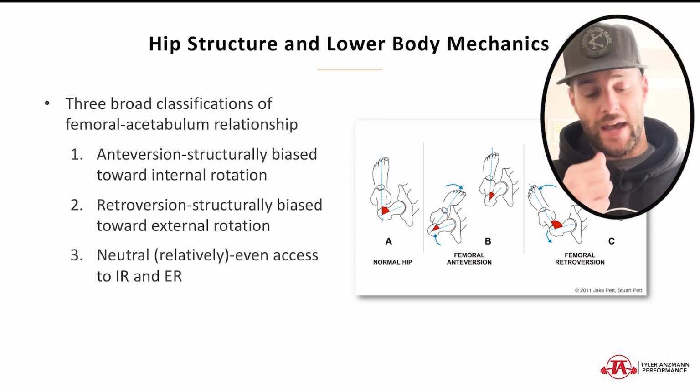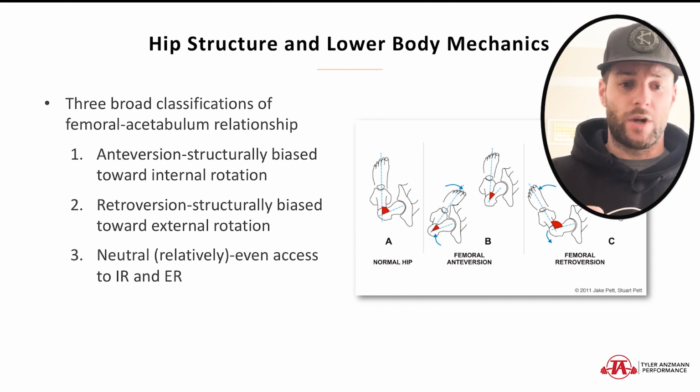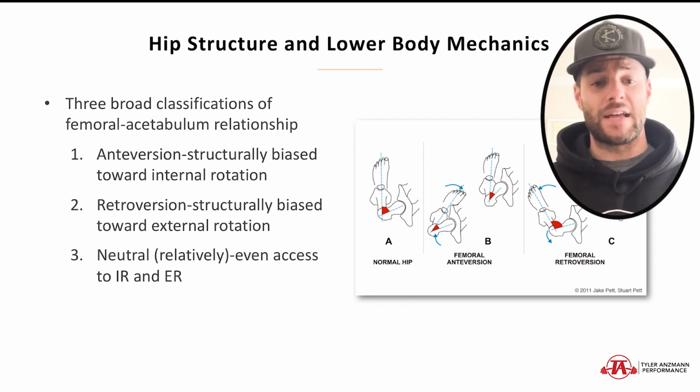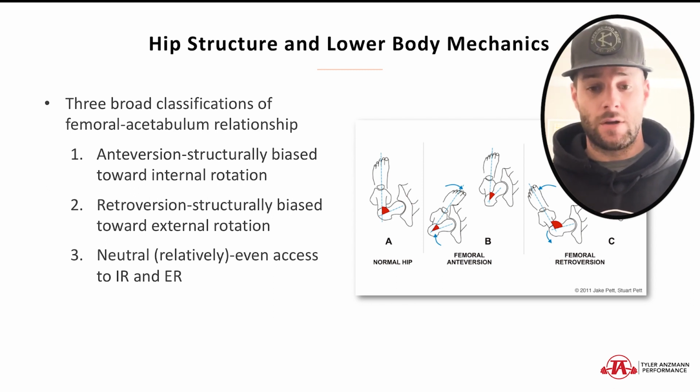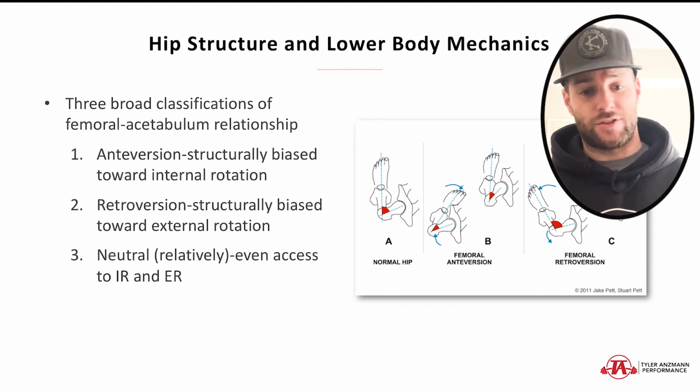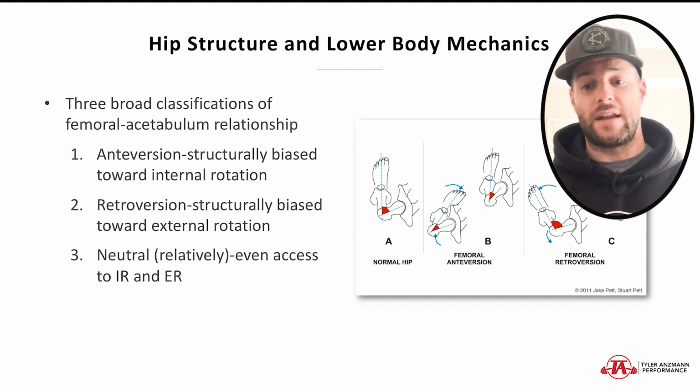All right, so we have anteversion, which means they're structurally biased towards internal rotation, and we can see that in B on the image here on the slideshow. And then retroversion, structurally biased towards external rotation. All right, and we can see that in C.